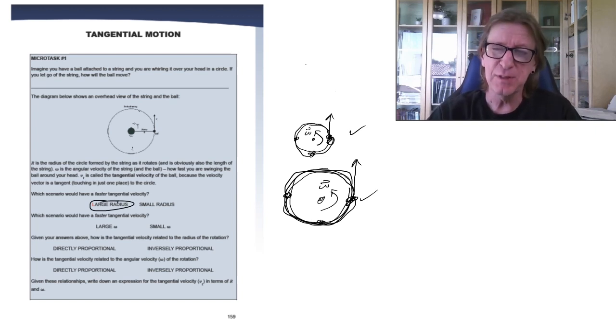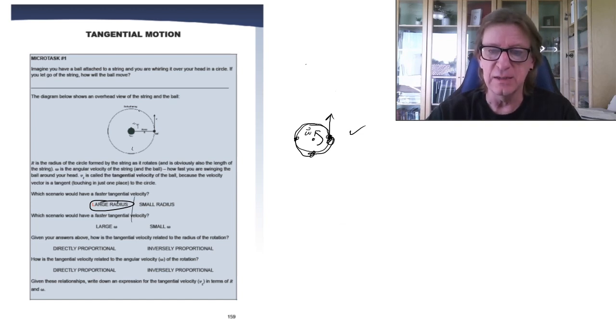Stop and think about that. Make sure that makes sense to you. If I've got a larger path, but they've got to make that orbit in the same amount of time, then this guy better be trucking because he's got a lot further to go. All right, so now I've got this larger radius is going to have a faster tangential velocity. For that, let's draw our second idea here.